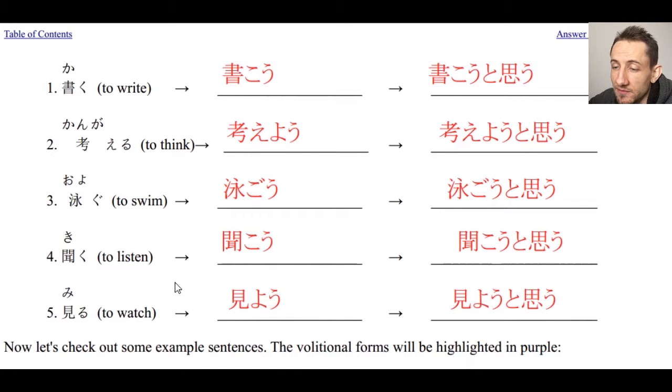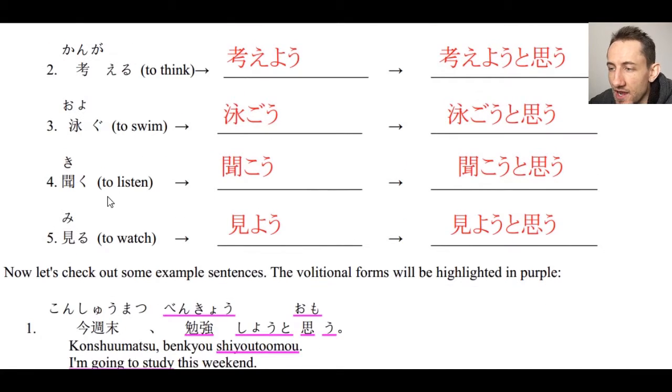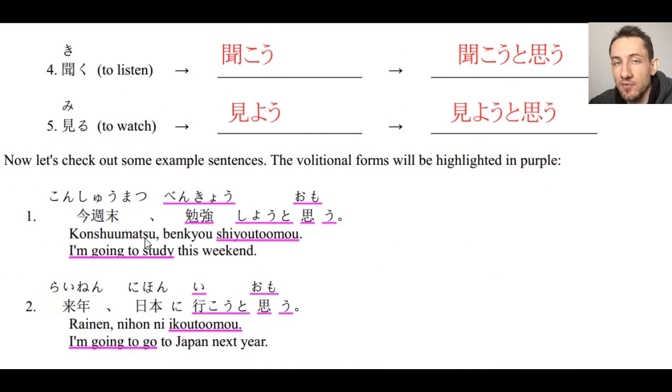And remember, miru looks like a type 1 verb, but it's actually a type 2 verb. So we don't say miro, we say miyou. Taberu, tabeyou. Miru, miyou. Okay, so just remember, miru is a type 2 verb. So anyway, now we're going to look at some example sentences.